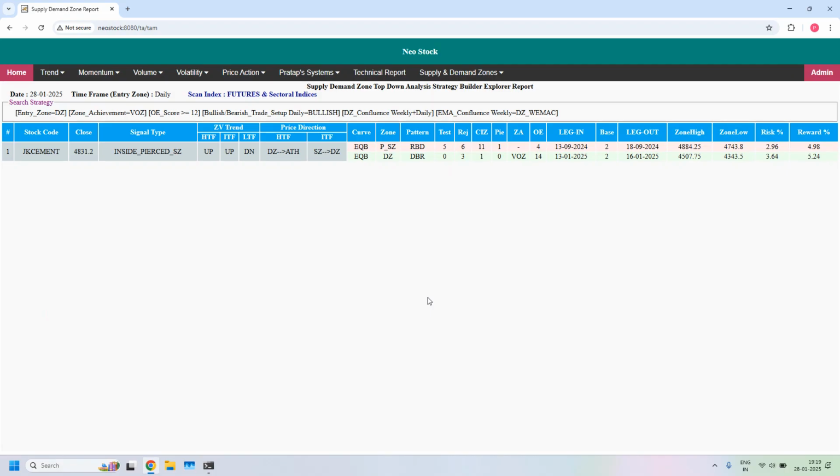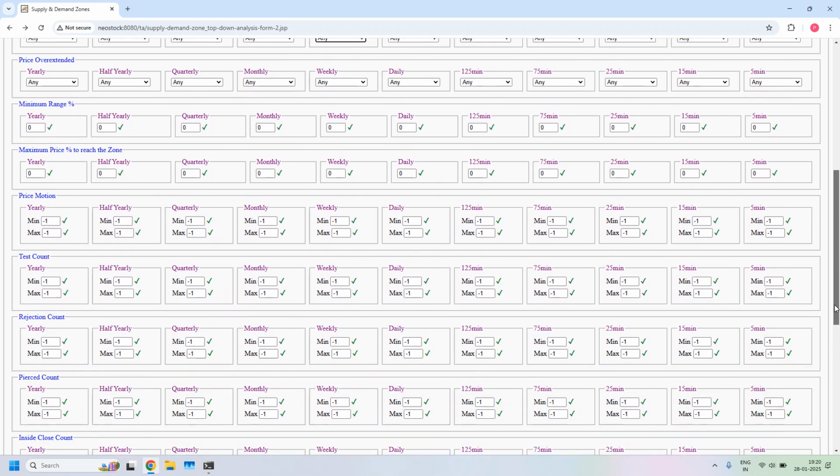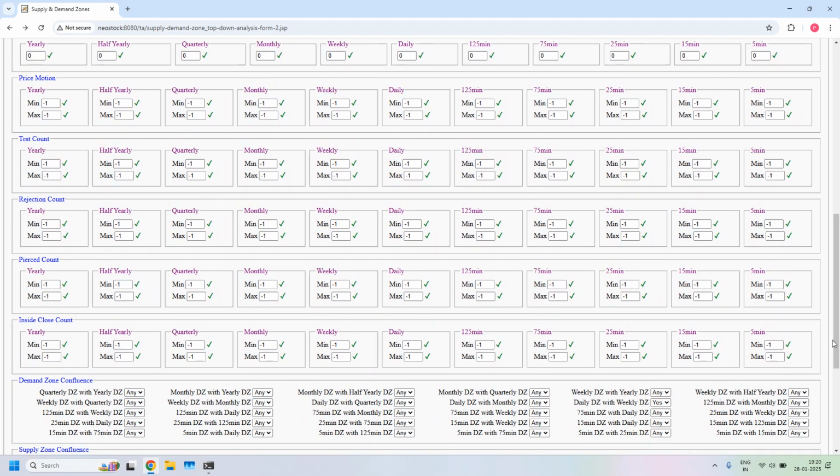Okay, next we will filter based on LTF, ITF and HTF demand zone confluence. That is daily, weekly, monthly demand zone confluence. I am removing the EMA filter. In the demand zone confluence, we should set 3 filters.